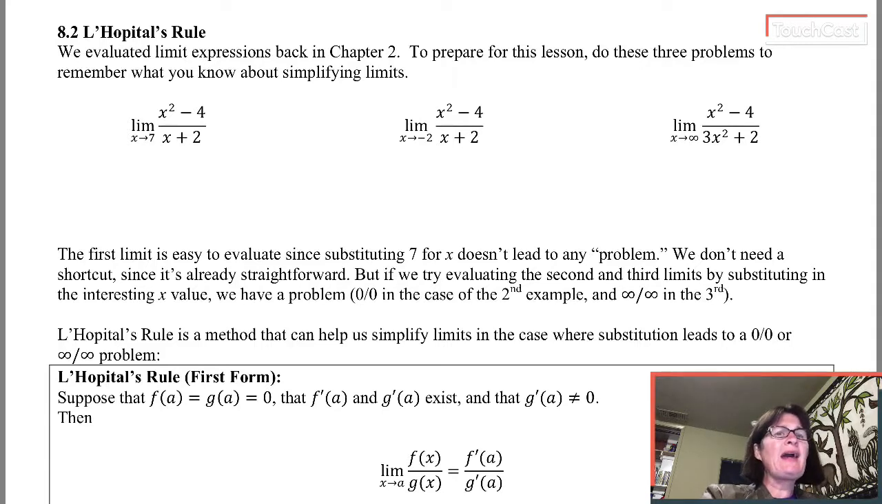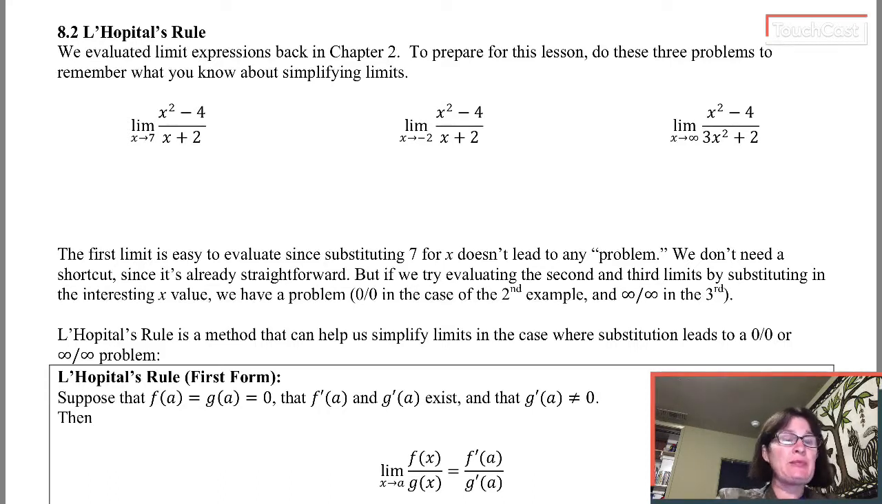So when we have complicated limits problems, and some problems that are a lot more complicated than these, we can use what's called L'Hopital's rule to simplify them. L'Hopital's rule is going to apply, or we might find that it applies, whenever using substitution leads to a 0 over 0 or infinity over infinity. Each of those is called an indeterminate form.